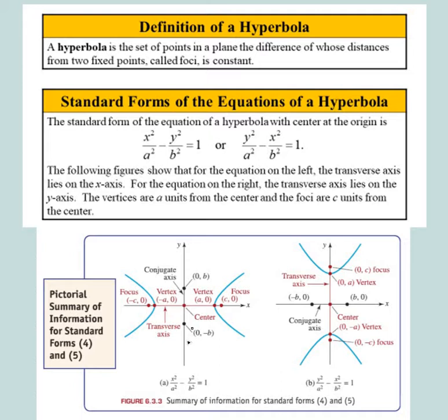And here's the pictorial summary of information for standard form equations 4 and 3. Actually, it's these two equations of hyperbola. You can see we have the vertex here, we have the focus here, we have this axis here called the transverse axis, and the conjugate axis. The same thing happens here: transverse axis, conjugate axis, the vertex, and the focus.